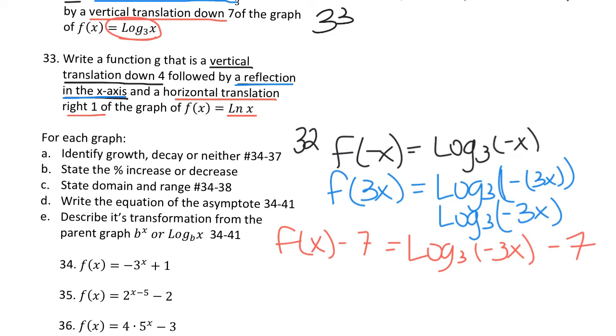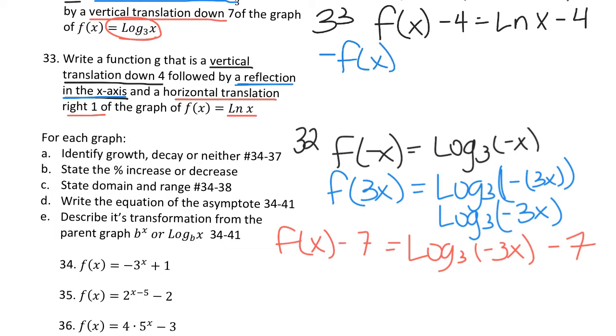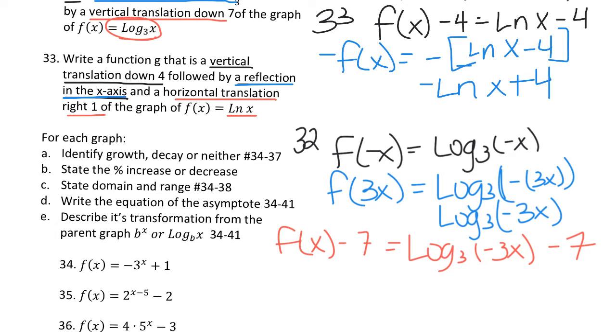So vertical translation down 4 is f of x minus 4. So that's the natural log of x minus 4. The next one is a reflection in the x-axis. That's negative f of x. So that's negative times the natural log of x minus 4. That negative is going to flip it. Remember, if it flips from negative 4 over the x-axis, it's going to go up to positive 4. So it becomes negative natural log of x plus 4.